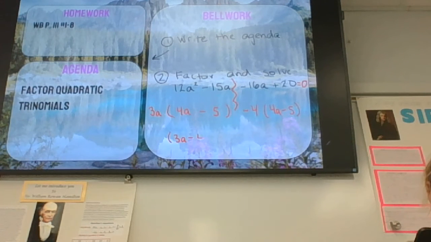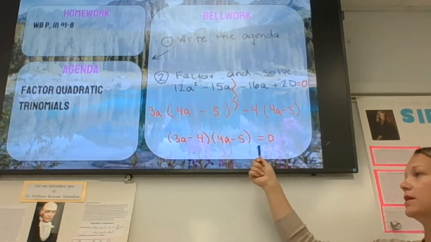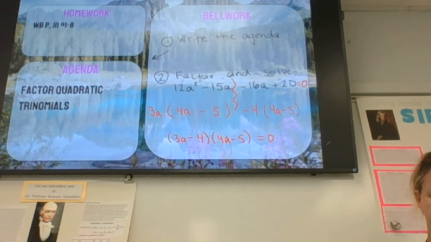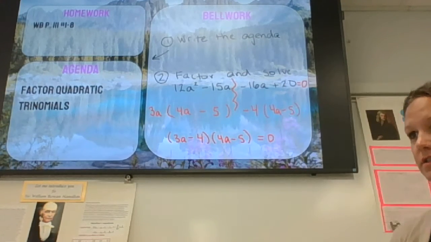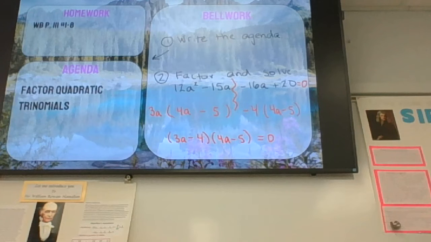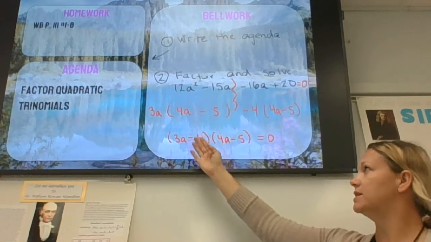We'll do 3A minus 4 and 4A minus 5 equals 0. You gotta have the equals 0. I got that right. This isn't done. I'm not boxing it. We're not done. This is factored. This is a very good job. We took a problem and we wrote it as a product. Something times something else.